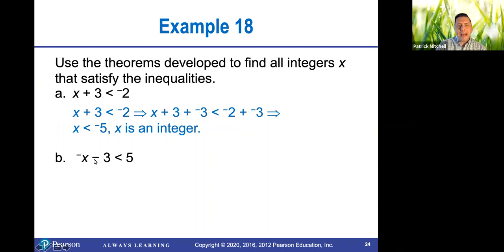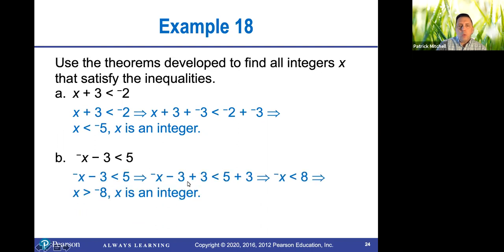And then opposite X minus 3 is less than 5. We'll add 3 to both sides of the inequality. All right, and then these two will add up to 0, which will leave us with opposite X is less than 8. And then by using letter B of the preceding theorem, if opposite X is less than 8, that means X is greater than -8. So all integers greater than -8 are solutions to this inequality.